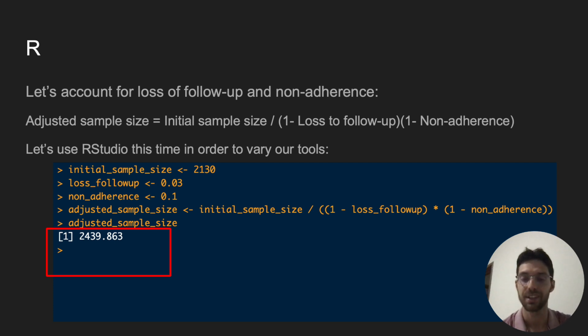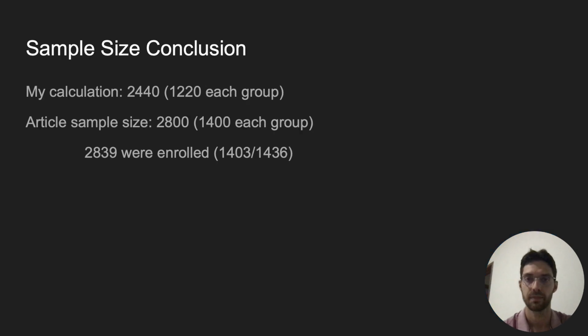And let's now take a look at how close we got to the estimation they have in the publication. In the paper, for some reason, they estimated a 2,800 sample size, which is a difference that I'm not sure why, and in reality the actual number enrolled was 2,839. For the purpose of practice and studying, it's fair enough.